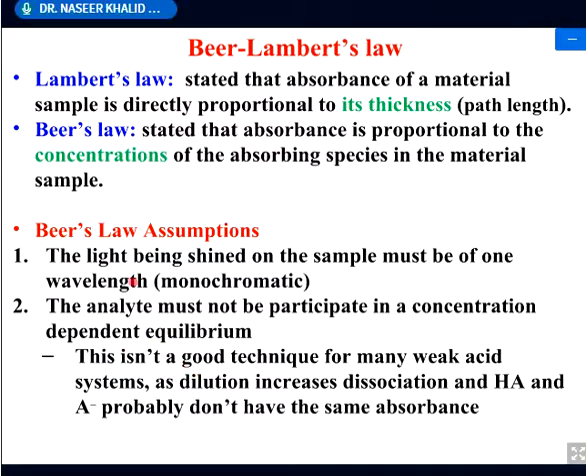And the third point is that the analyte solution must be a dilute one. The analyte concentration should be a small one. At higher concentrations, it will not work.